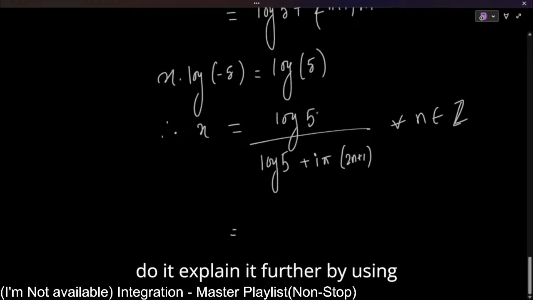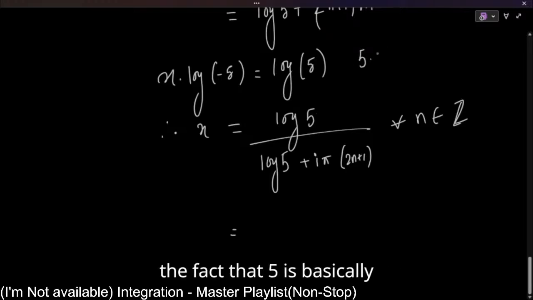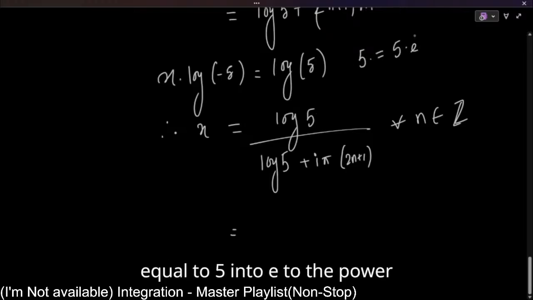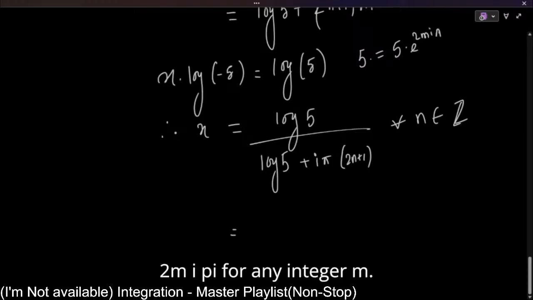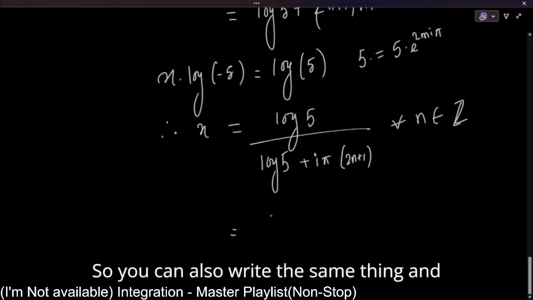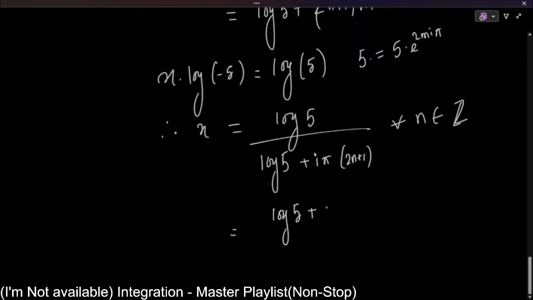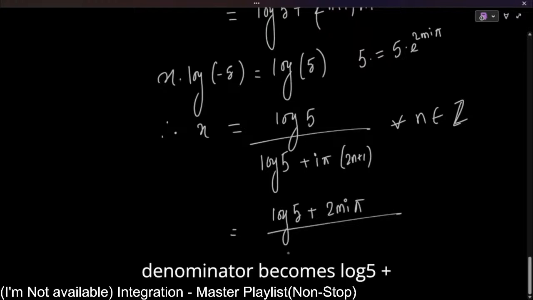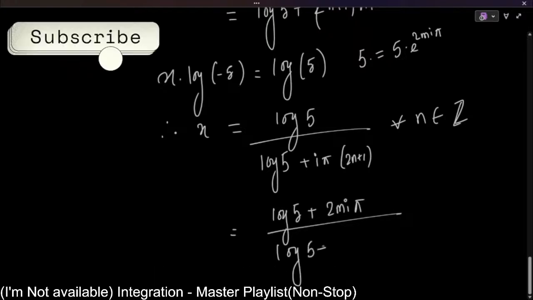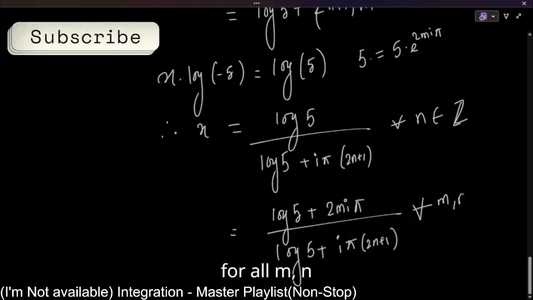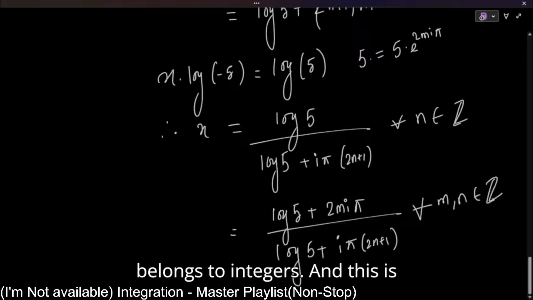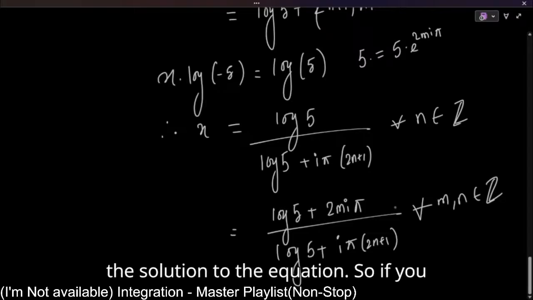And you can explain it further by using the fact that 5 is basically equal to 5 times e to the power 2 m i pi for any integer m. So you can also write the same thing, and the numerator becomes log 5 plus 2 m i pi, and then the denominator becomes log 5 plus i pi (2n plus 1) for all n belongs to integers. And this is the solution to the equation.